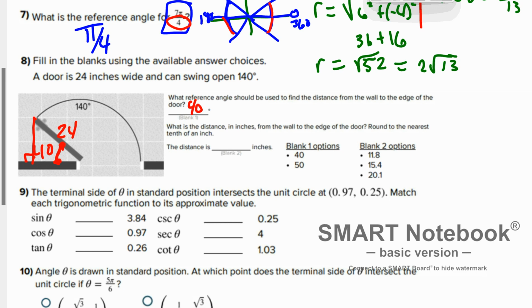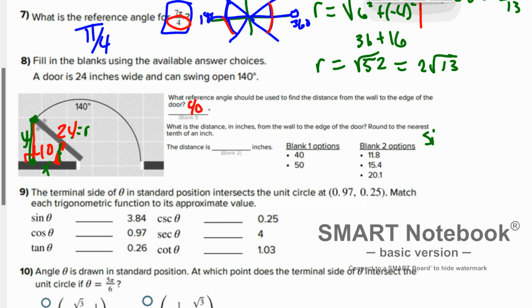So I want to find how far this door is opening to the wall. How far is that? That'll be my y value. Here's my x value, and here's my radius. If I'm looking at this angle, I'm looking for y, and I'm given r. So which trig function is y over r?